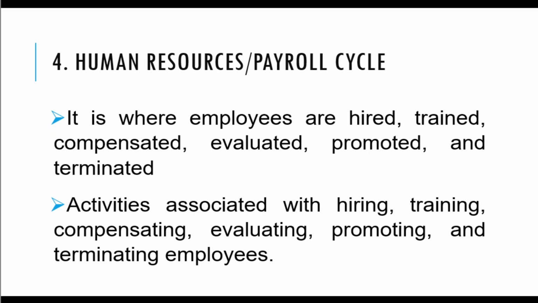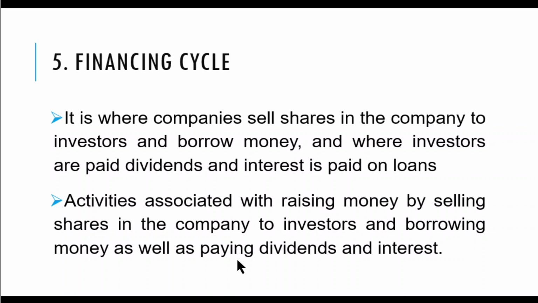For human resources, this is related to the hiring, training, compensation, evaluation, promotion, and termination. Activities, of course, include those activities. Then financing, this is where the companies will sell their shares or borrow money. So this is the source of funding, wherein investors are paid dividends and interest is paid on loans. So the activity is raising money by selling shares or borrowing money.